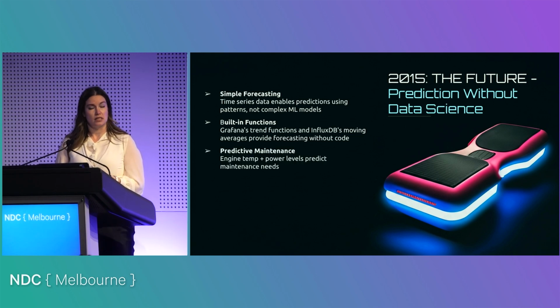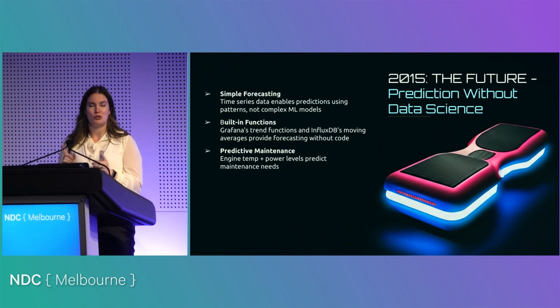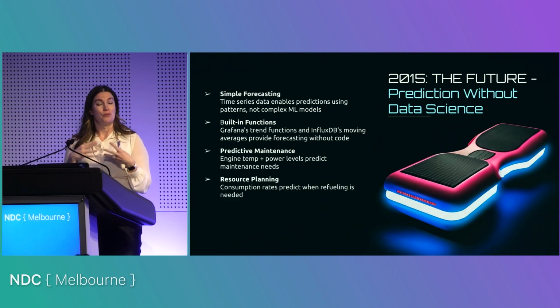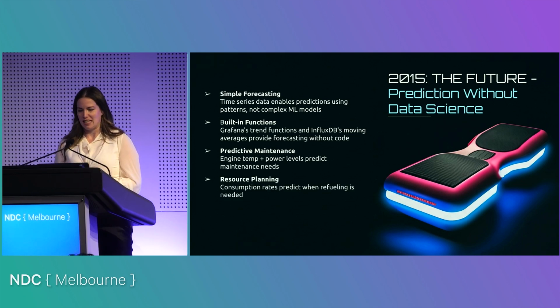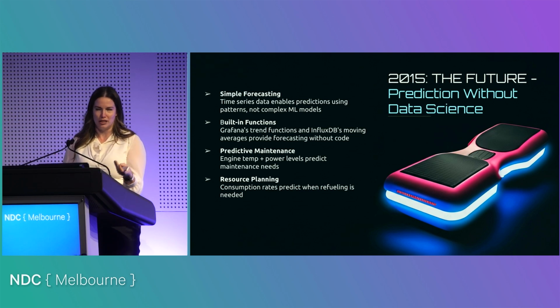For predictive maintenance, we can correlate engine temperature and power level patterns, for example. When we see a specific combination that's trending upward, we can predict potential issues before they cause those breakdowns. And resource planning becomes pretty simple when we understand consumption rates. By analyzing how quickly Mr. Fusion depletes plutonium during different types of time travel, we can predict exactly how much fuel we'll need for future trips.